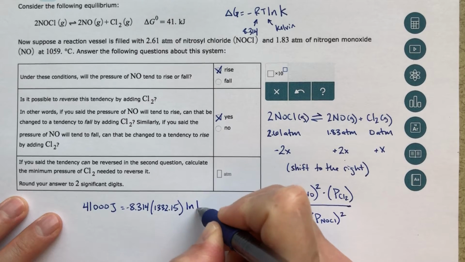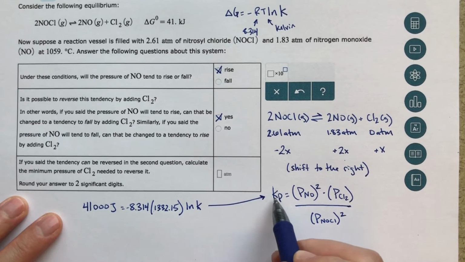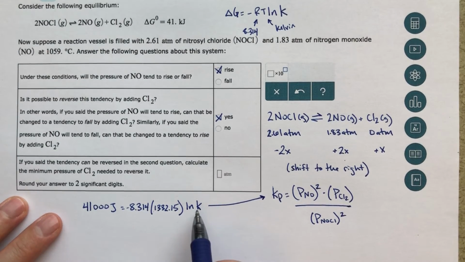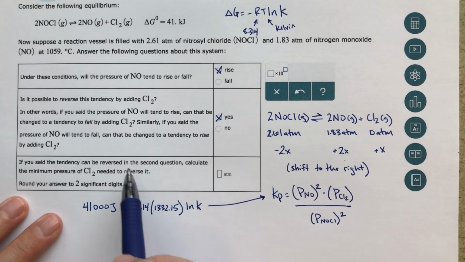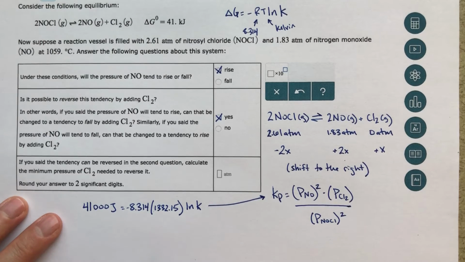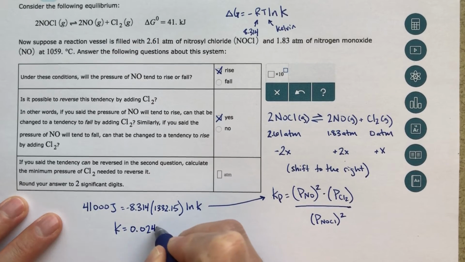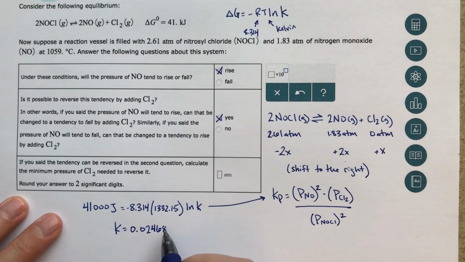And then natural log of K. Our K is our equilibrium constant for this reaction. So this K here is equal to that Kp. To solve this, I would divide both sides by 8.314 times 1,332. I'm getting this from our degrees Celsius, 1,059 degrees Celsius converted to Kelvin. And if you solve this, you should end up getting K equals 0.02468.